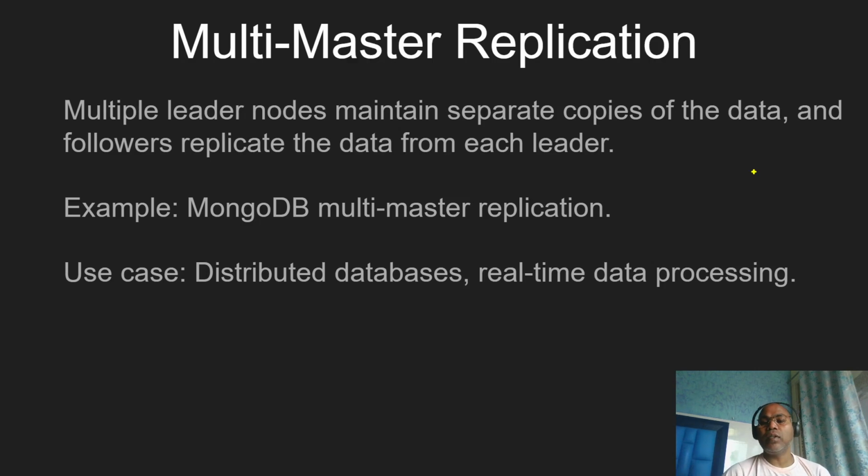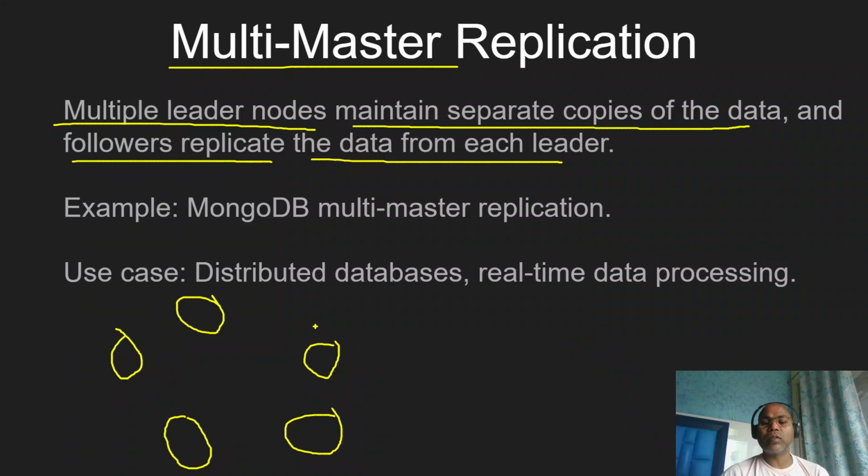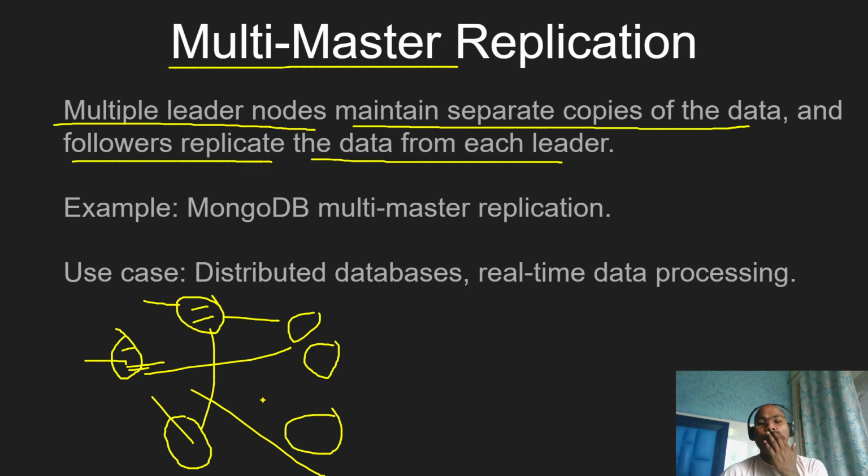And sometimes instead of only one becoming a master, there are multiple leader nodes that maintain separate copies of the data, and followers replicate the data from each leader. So we might have multiple leaders available, and some are followers. Say this leader and this leader have some new updated data. All the followers are responsible for replicating data from both leaders.